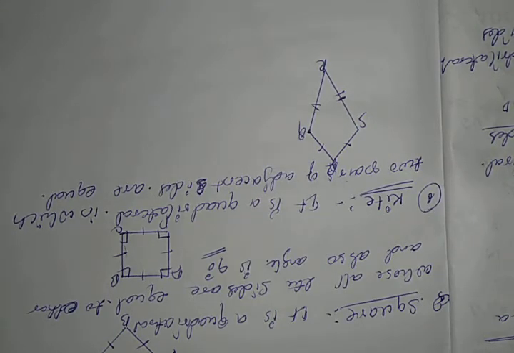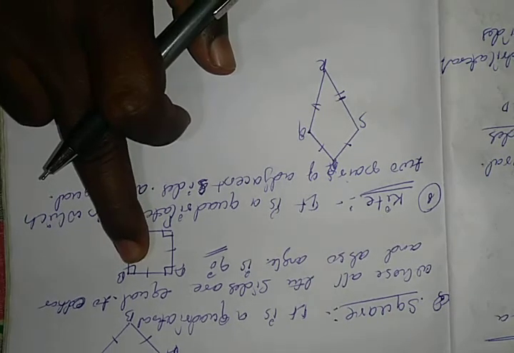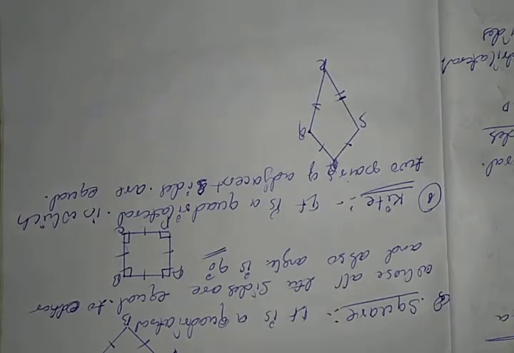So a square is a rectangle. A square is a rhombus. Very important. Square is a rectangle and square is a rhombus. These three, note, very important. Let us see the next.